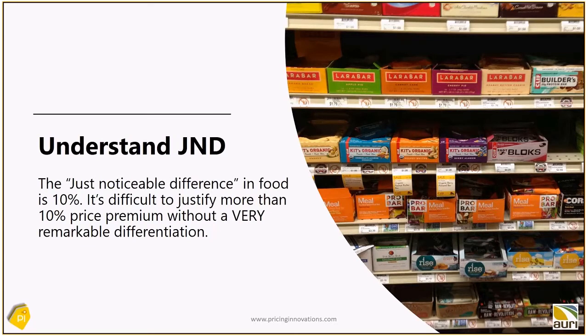The concept of JND is a really important one. JND stands for just noticeable difference. The just noticeable difference in food is about 10%. It's difficult to justify more than a 10% price premium without a very remarkable differentiation.